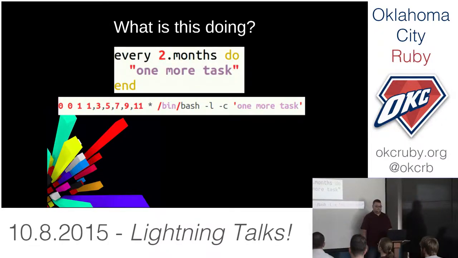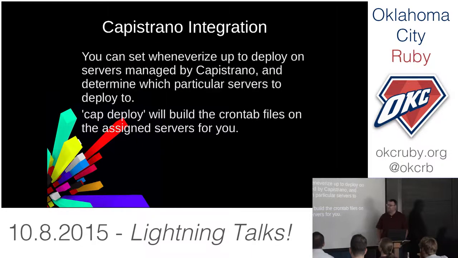Spits it out? So it doesn't go to your crontab? Hang on. Capistrano integration. If you're running Capistrano in production, you set up your schedule.rb, and when you do your Capistrano deploy, instead of spitting it to standard out, in production it spits it into your crontab file and builds your Cron jobs for you. So it's great.